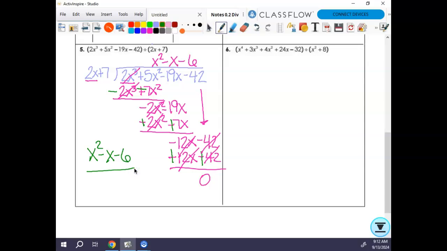What questions do you have? We all good? Yes? All right, so this one's a little bit different still because I have an x squared term here. I could not use synthetic division on this, so long division is my only option anyway. Let me move over a little bit. X squared plus 8 divides into x to the 4th plus 3x cubed plus 4x squared plus 24x minus 32.